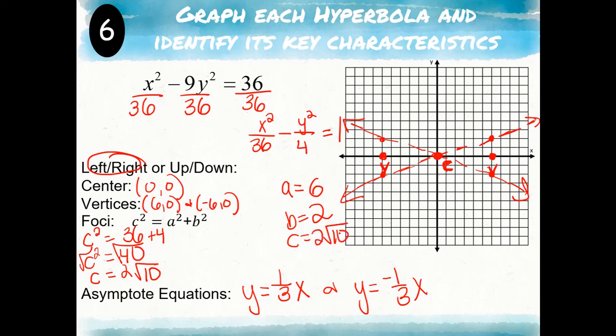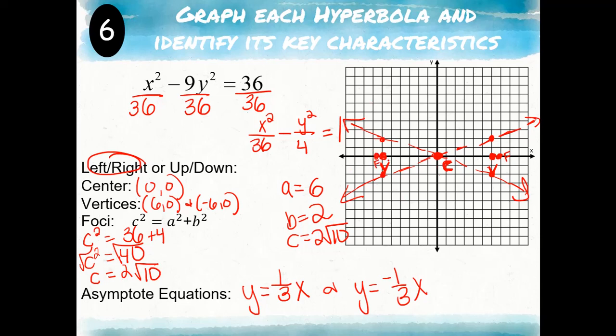And 2 square roots of 10, that's got to be 6 and some change, probably more like 6.5 rounded. So I'm going to go 1, 2, 3, 4, 5, 6, and a little bit further. That is my focus. Here's my focus as well.